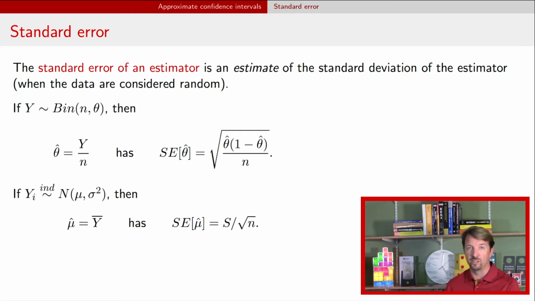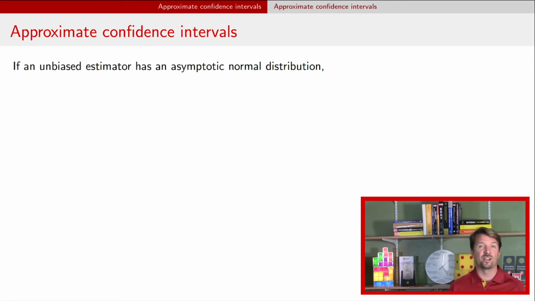That's just the square root of the sample variance. And so if we plug that in, then our standard error for the estimator for the mean, the sample average, is the sample standard deviation divided by the square root of the sample size. Okay, so we're going to use the standard error to construct approximate confidence intervals.